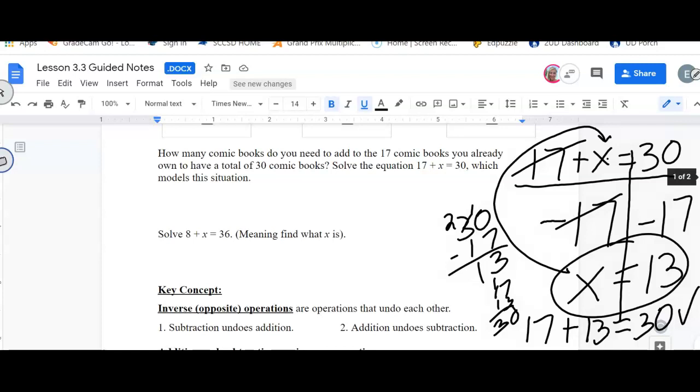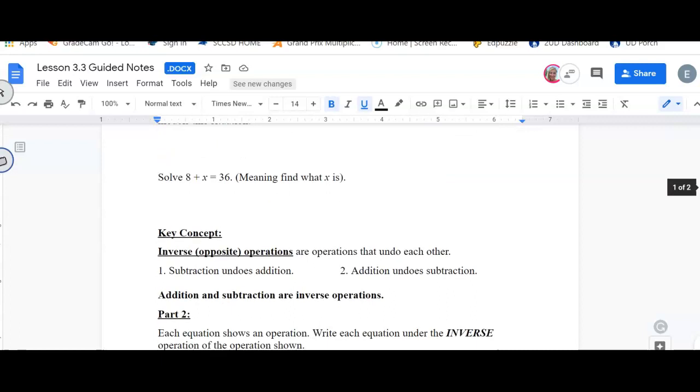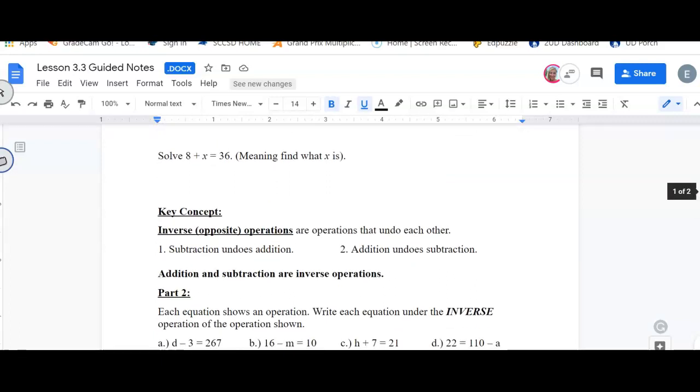What do you think? Think you can handle a t-chart? Okay, we'll keep practicing. This is something that we are going to do for a little while. Okay? It's that important. All right. Let's do solve. 8 plus x equals 36. What time is it? T-chart time. There it is. Making our t-chart.